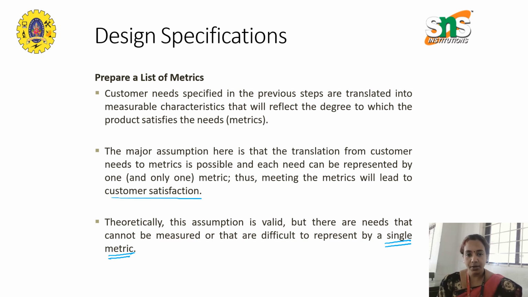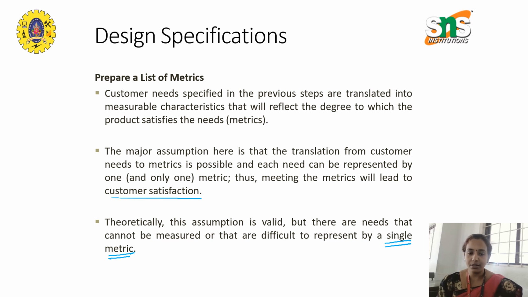Customer needs specified in the previous steps are translated into measurable characteristics that will reflect the degree to which the product satisfies the needs, or the metrics. The major assumption here is that the translation from customer needs to metrics is possible and each need can be represented by one and only one metric. Thus, meeting the metrics will lead to customer satisfaction.